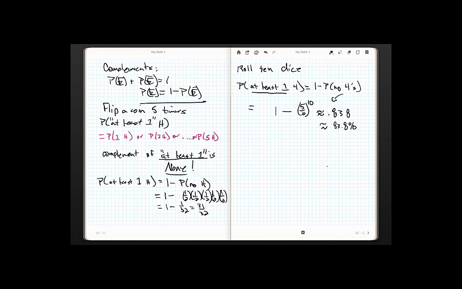Okay? Pretty cool, huh? Complements are super powerful, but be careful because you got that "at least one", that's the key phrase that you're looking for. All right? I'm going to go ahead and build a chart, and we're going to play around with some dependent probabilities here in just a sec. I'm going to build a chart and build a Venn diagram that we can play with. So I hope you enjoyed that, and I'll see you back in just a second.